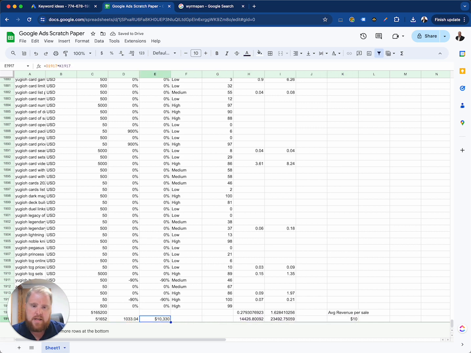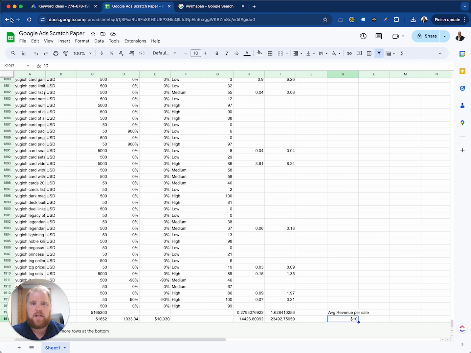So that is $10,330 for ad spend of $14,000 to $23,000. So very clearly, this is not a good investment of your ad spend. So this is kind of an exercise that any business can take.